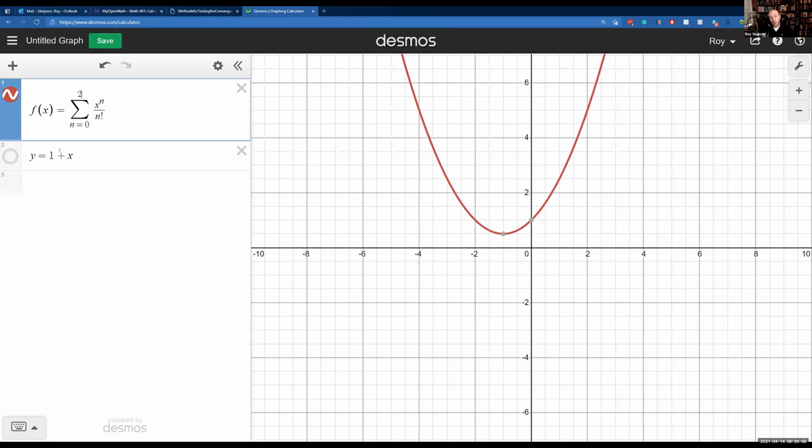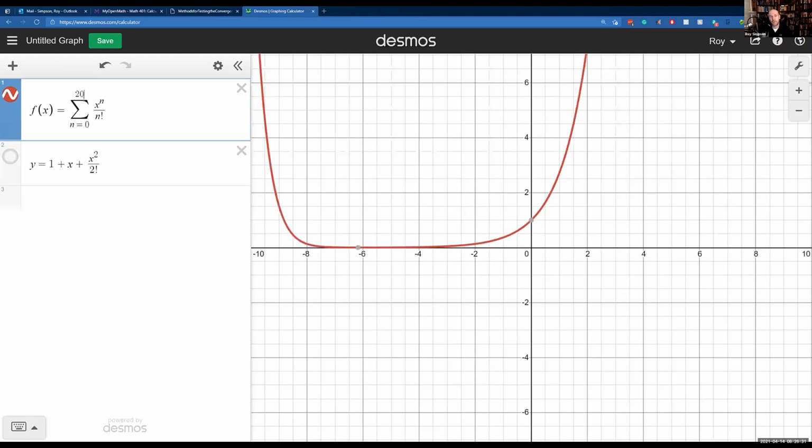Again, that would be 1 plus x squared over 2 factorial. Which, by the way, is that parabola. All right. What if we sum up the first, oh, I don't know, let's sum up the first 20 terms.